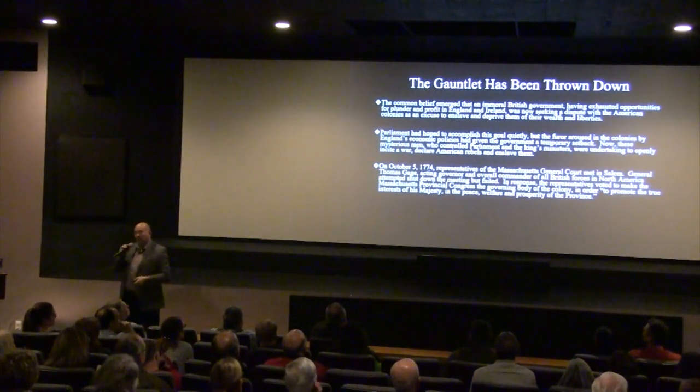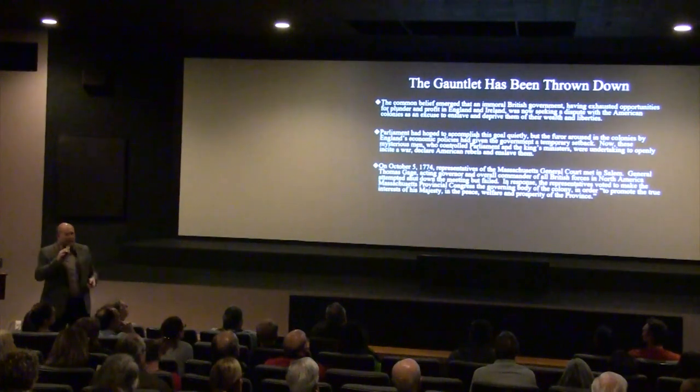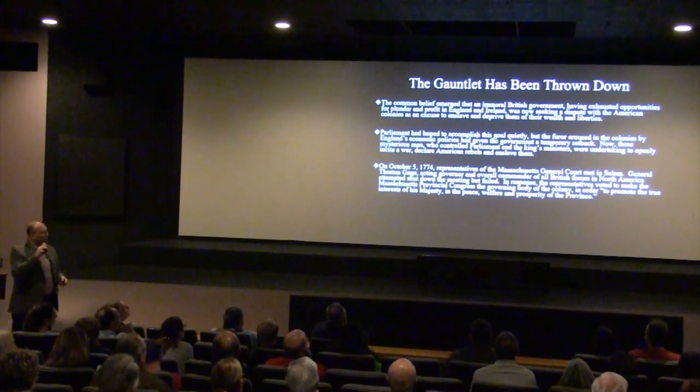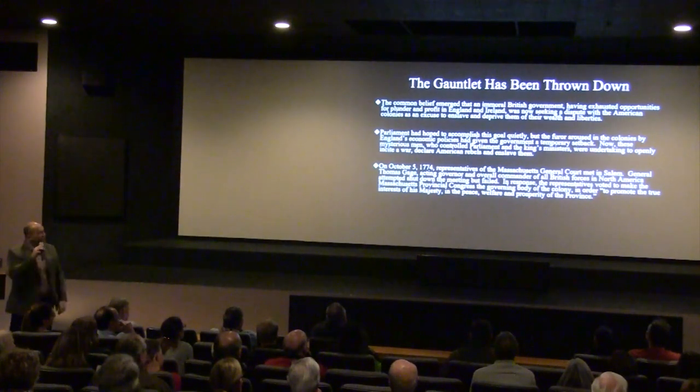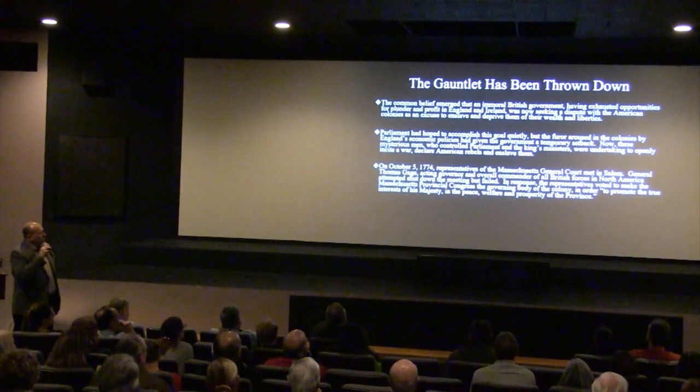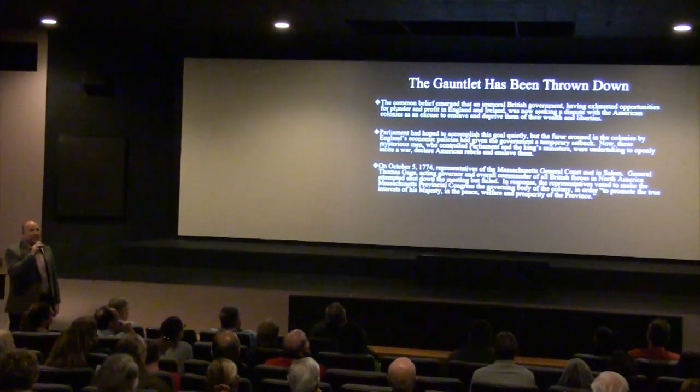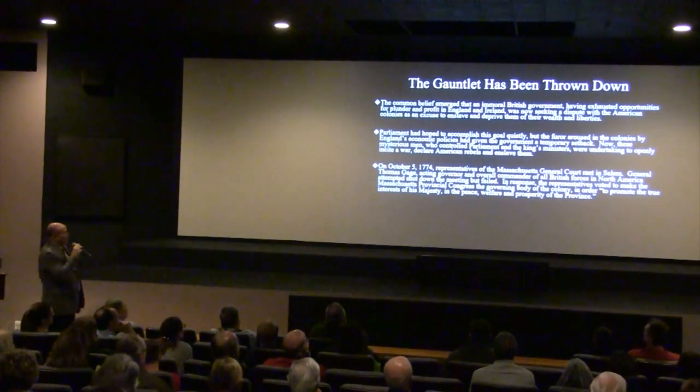What made it worse, on October 5th of 1774, the Massachusetts General Court met in Salem. General Thomas Gage, acting governor and overall commander of all British forces in North America, attempted to shut down the meeting but failed. It was kind of embarrassing, but he failed.